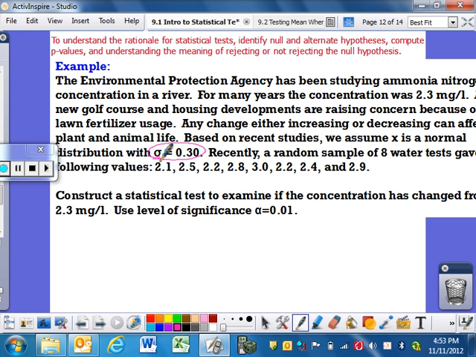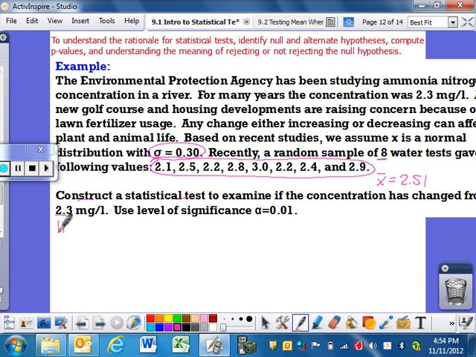Let's use a sample of 8 water tests, and it gives you these values. Now notice I do not give you an average in here. So what do you think you have to do to find the X bar of this sample of 8? You're going to have to dump it into a calculator, add them up, and divide by 8. I'll tell you right now that it's 2.51, and you can check it if you want to. And I need to construct a statistical test to see if the concentration has changed from 2.3.